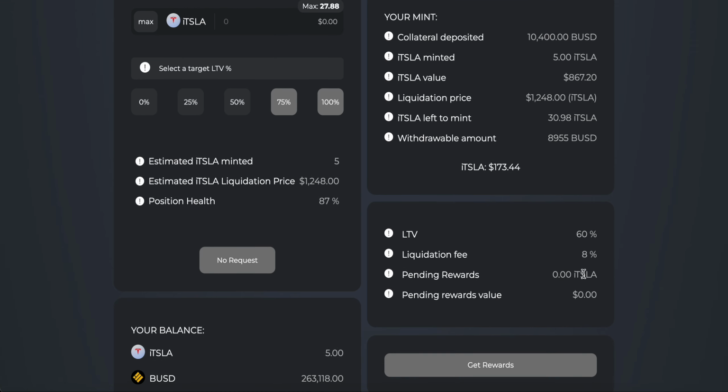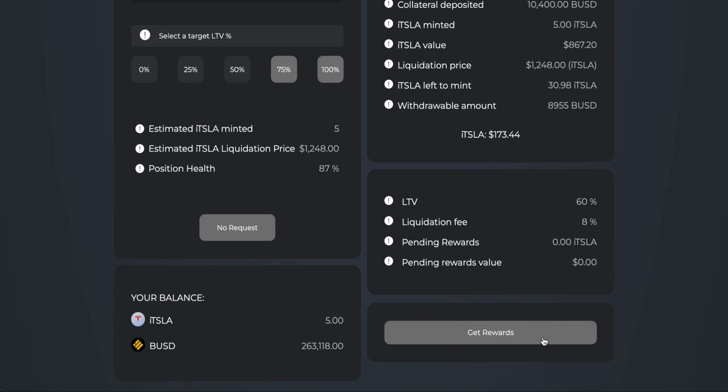And this is the rewards. No one has transferred them, so this is 0, but as people transfer, the contract will accrue and you can get the rewards.